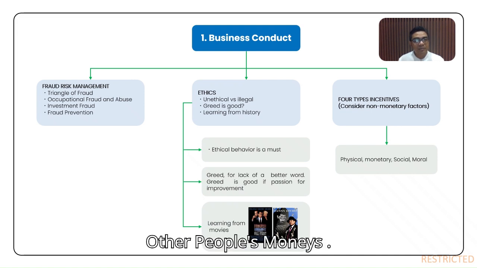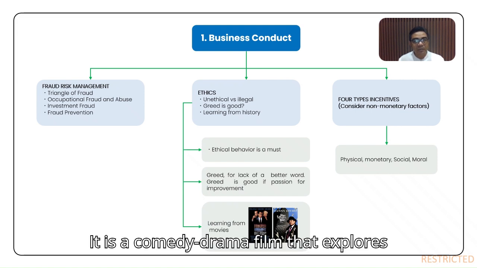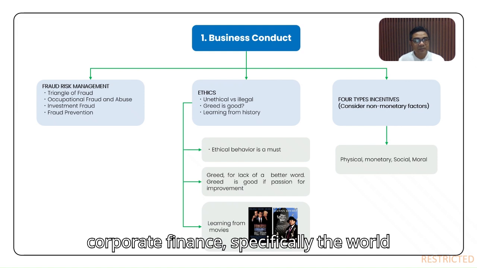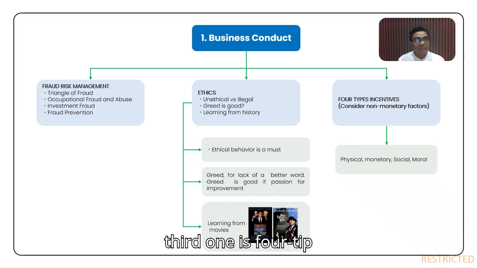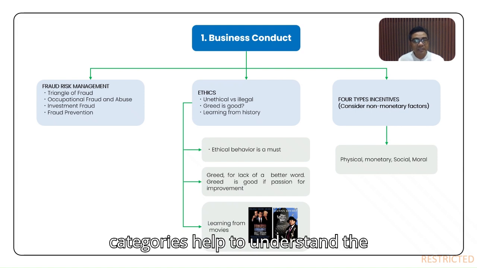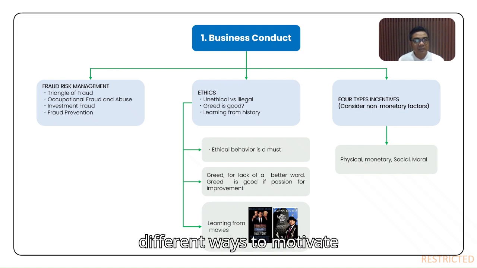And also Other People's Money, 1991. It is a comedy drama film that explores corporate finance, specifically the world of hostile takeovers and the ethics of corporate raiders. The third one is incentives. Four main types of incentive are financial, social, moral, and psychological. These categories help to understand the different ways to motivate individuals and drive desired behavior.